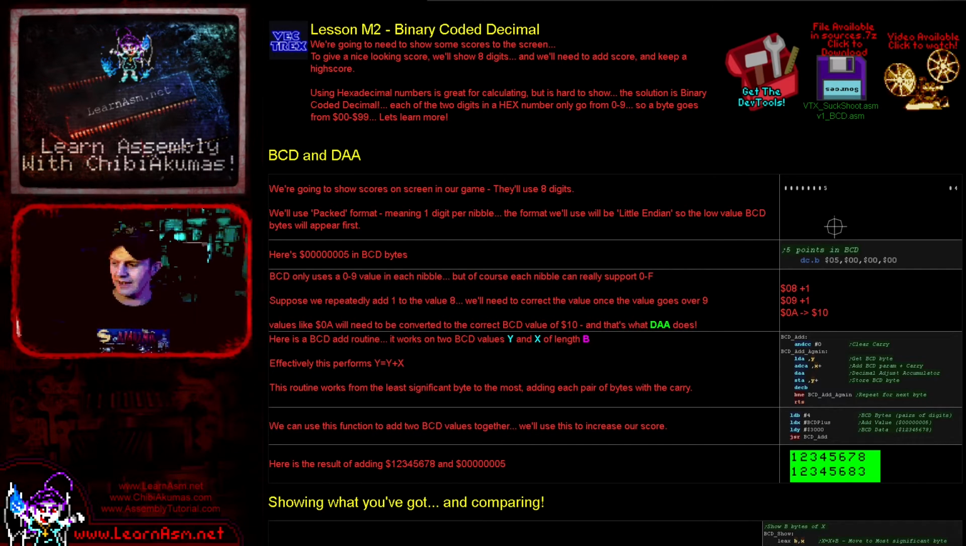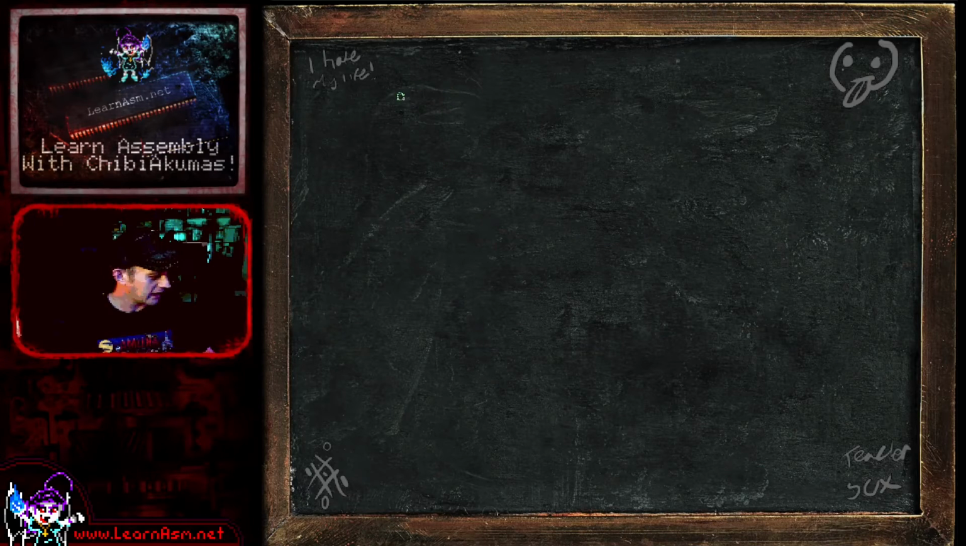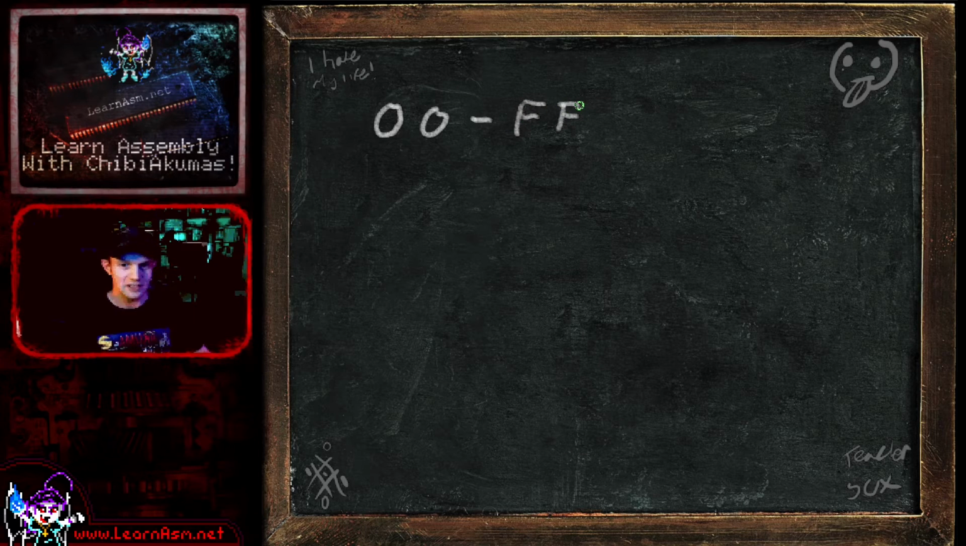So what is binary coded decimal? Well, let's go over to the blackboard and we will discuss that. So, binary coded decimal. Well, of course, when we're working in hexadecimal, we'll have numbers in a byte that will go from 0 to 255, which is FF, which is very good for our mathematics, but as I say, will cause us some trouble.